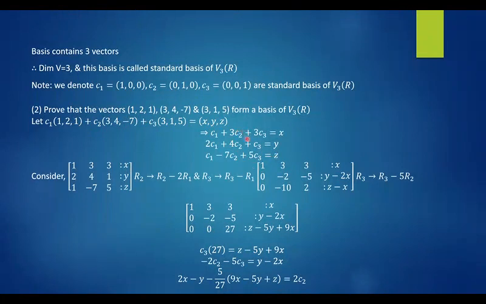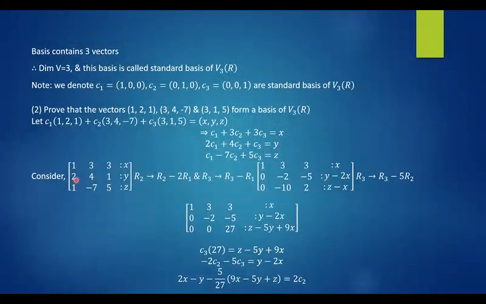Then write it in augmented matrix form. That means the C1 coefficients come in the first column, likewise the C2 and C3 coefficients, then x, y, z. Then reduce the given matrix to row reduced echelon form. So 2 and 1 should make 0.